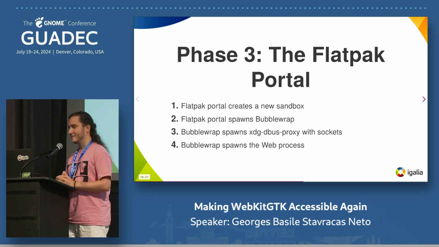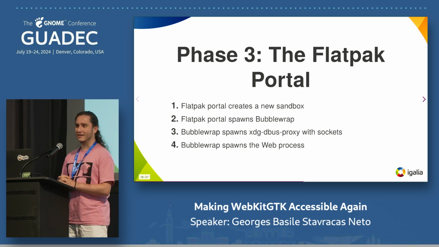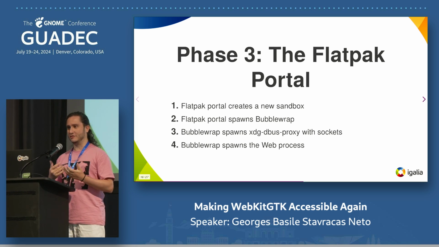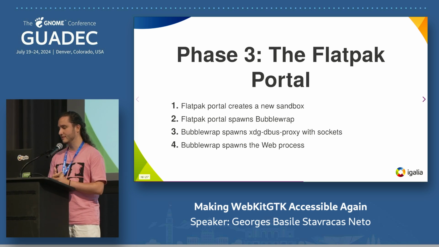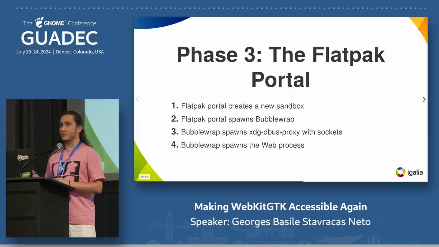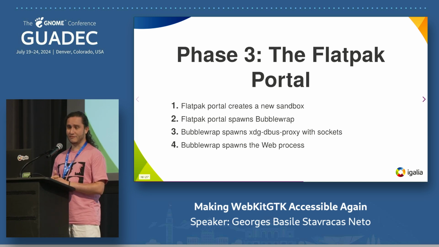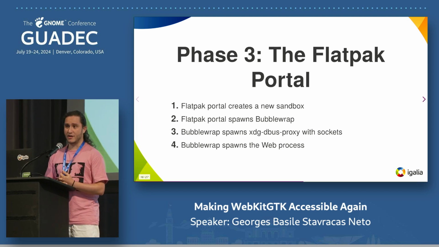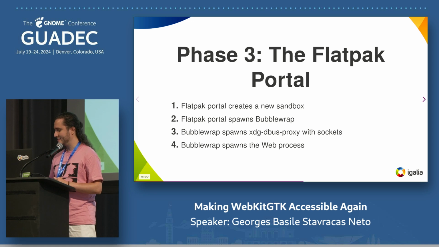Let's go to phase 3, the Flatpak portal. So the portal, of course, runs outside of the sandbox. It does not belong to the Epiphany sandbox bubble. The portal is going to receive from Epiphany a request like, hey, please run this process in an equal or stricter sandbox. The Flatpak portal is going to do exactly that, and it's going to go through the same thing that we talked about. It's going to spawn bubblewrap. Bubblewrap is going to spawn XDG D-Bus proxy with permissions for the sockets, and the web process. At last.